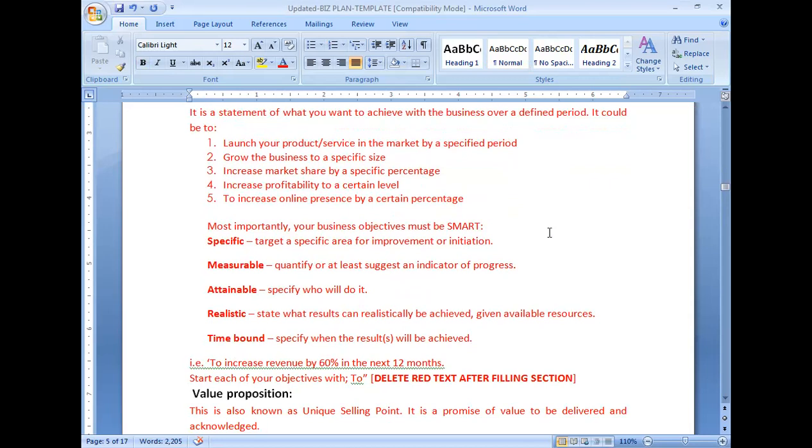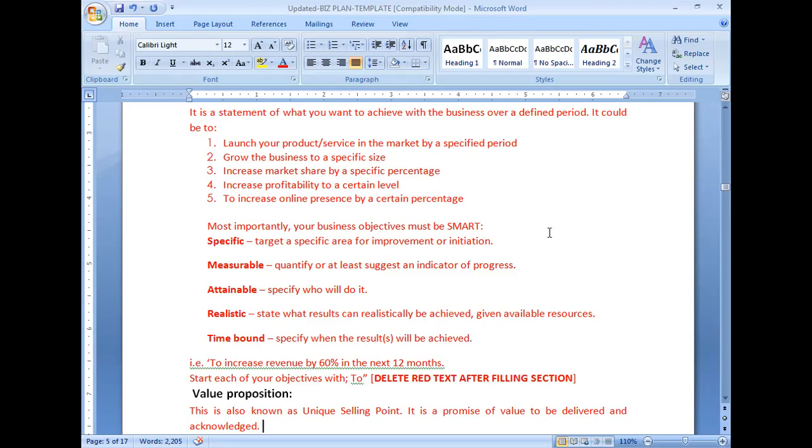For example, you can say: to generate a sales revenue of over 20 million naira in the next 12 months, to increase our staff strength by 8 in the next 24 months, to increase our market share by 5% in the next 24 months, to increase sales revenue by 30% year on year, or yearly, for the next 5 years. So ensure to be very, very specific.